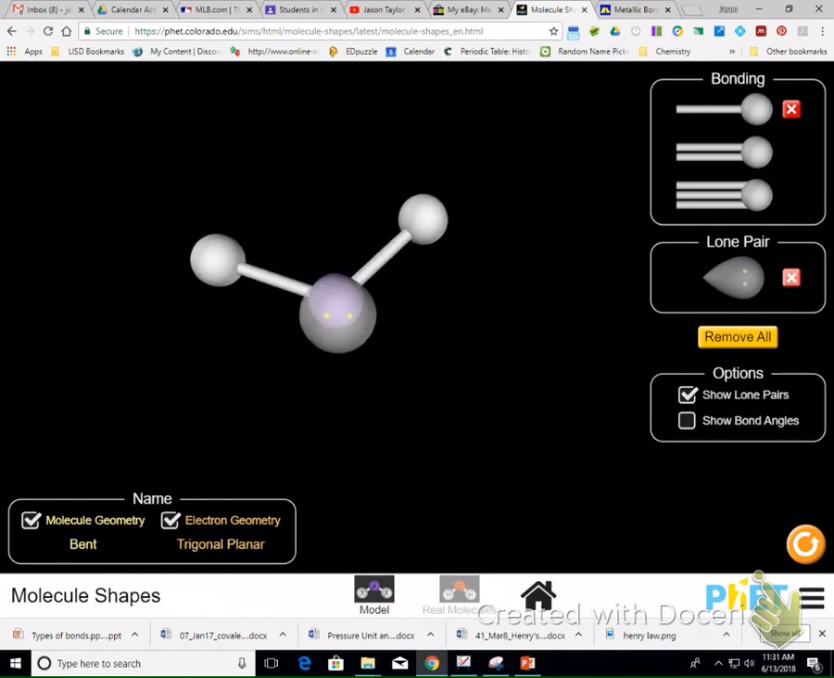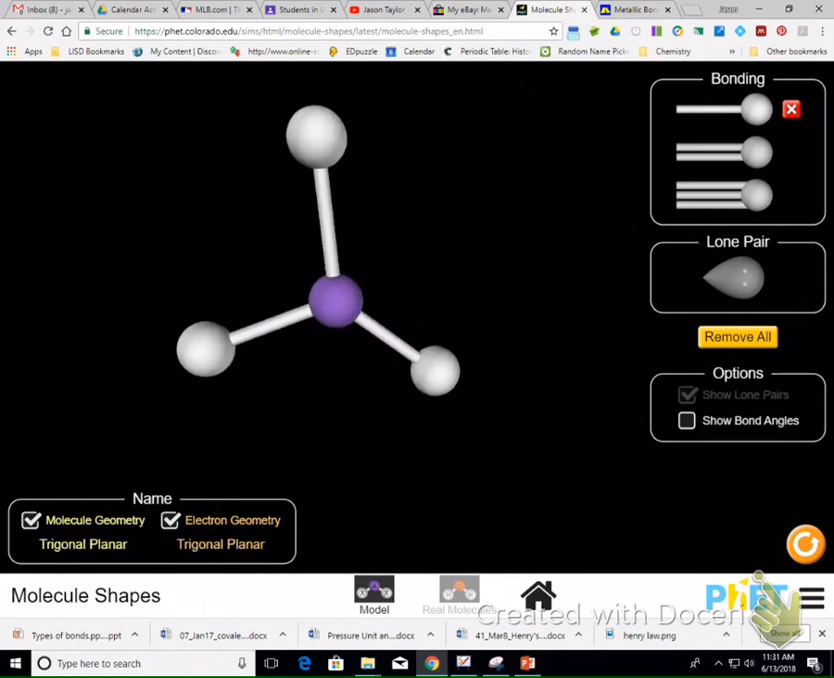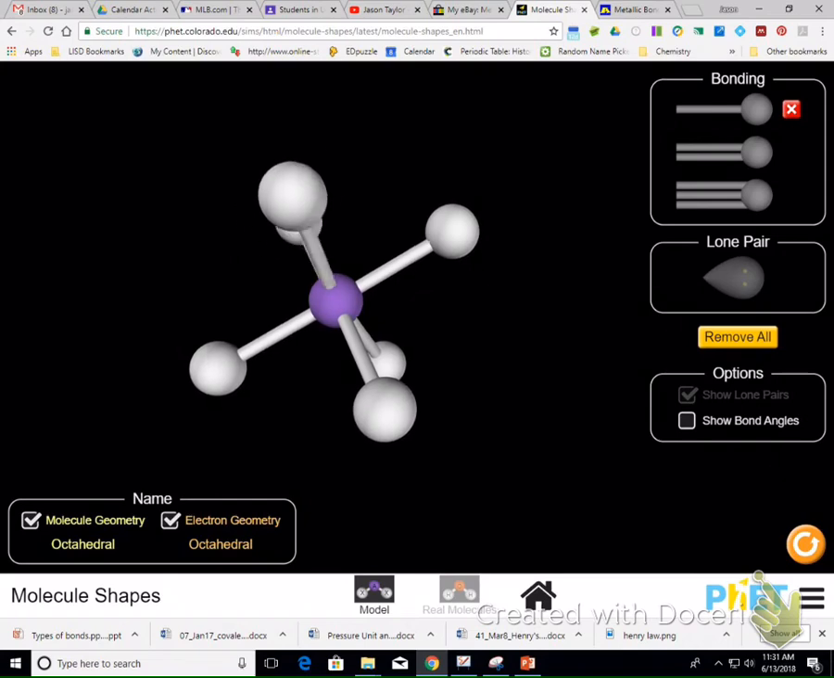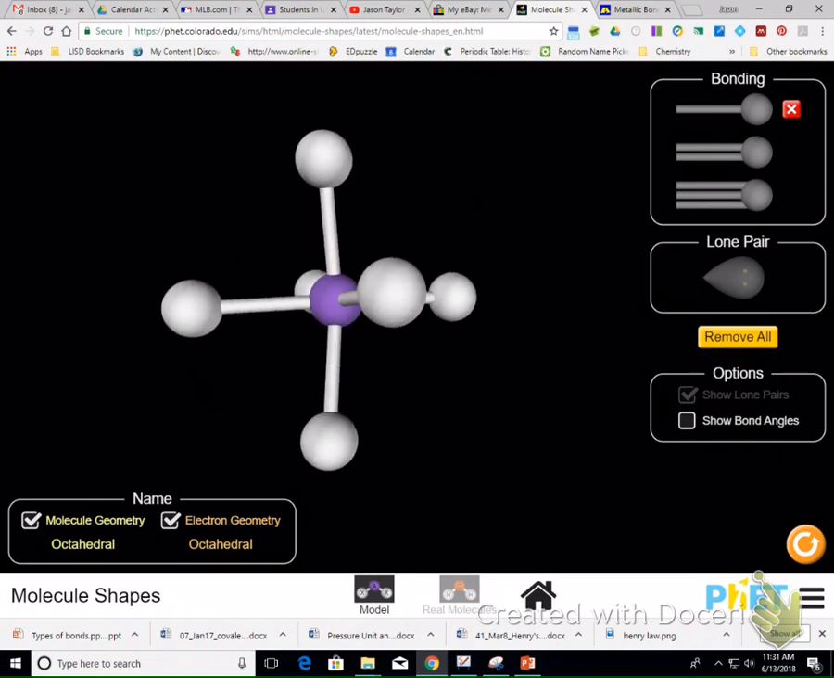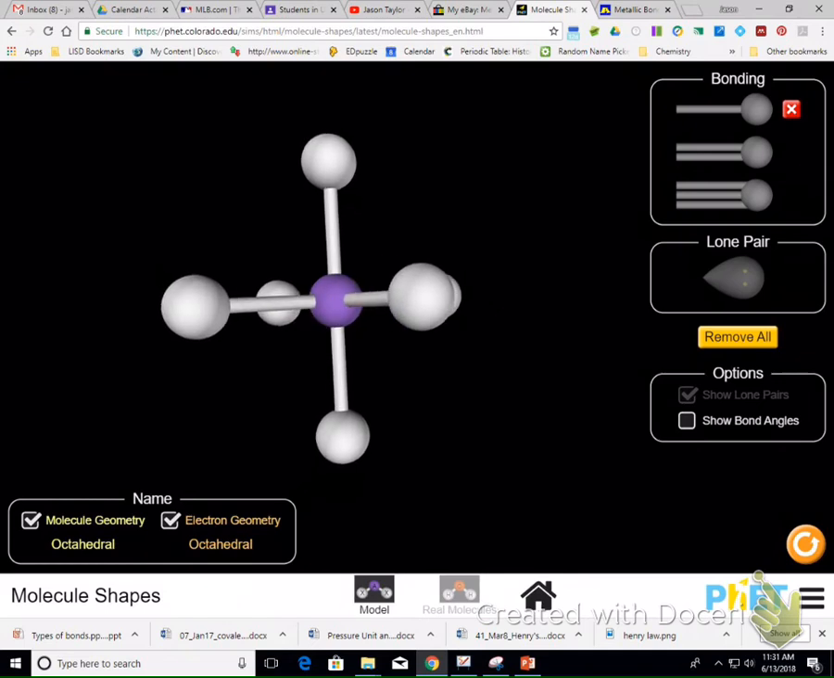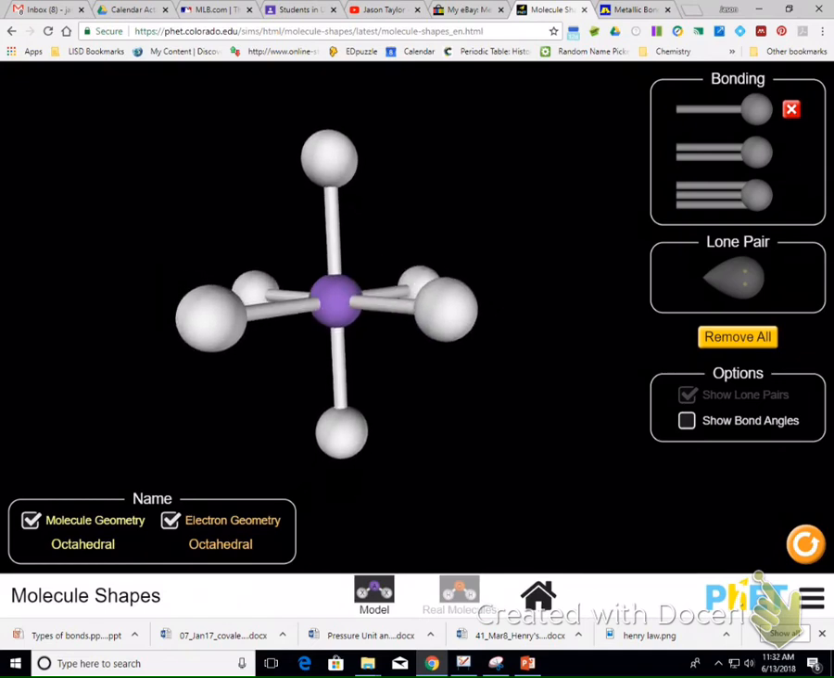All right, let's get rid of those and put back our shared pairs, and then let's add one more to get to our final geometry here. This is the octahedral electron domain. Now this is a very symmetrical shape, as I mentioned before. So the first molecular geometry is also called octahedral, non-polar if you have this geometry.